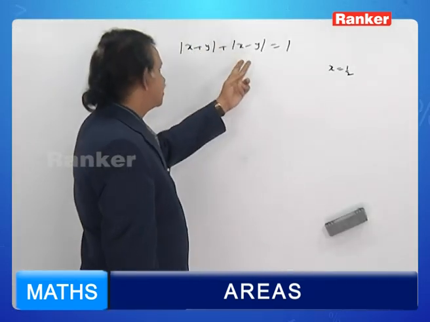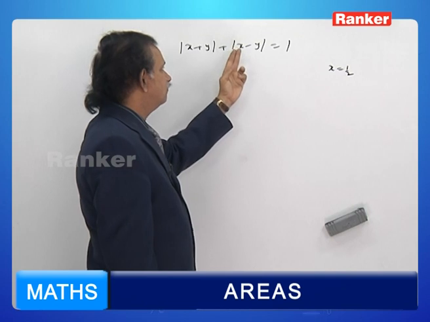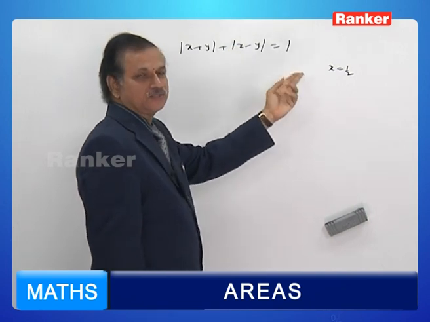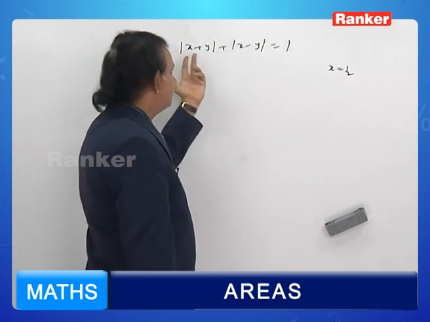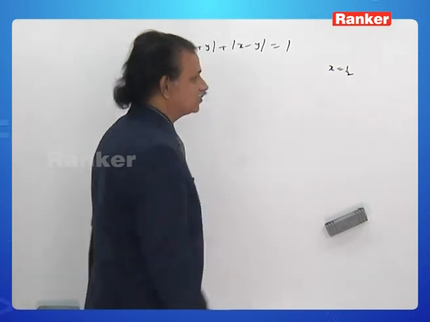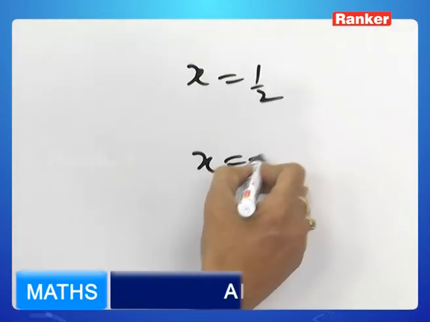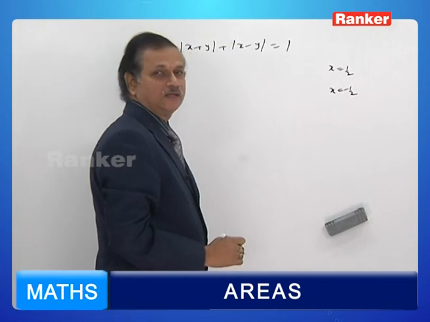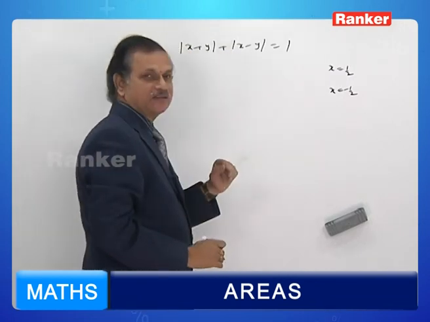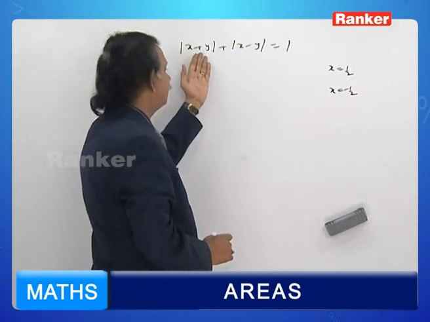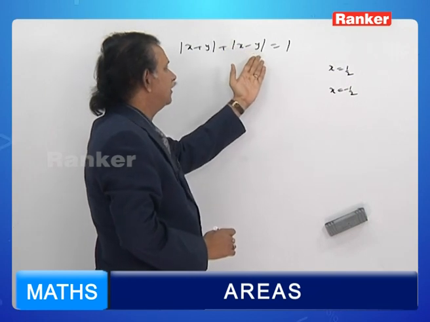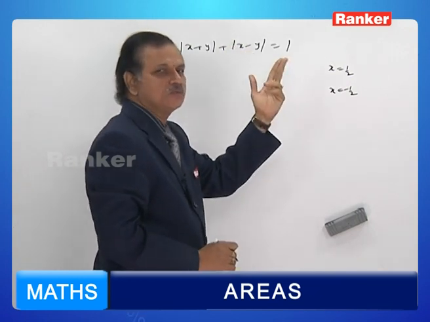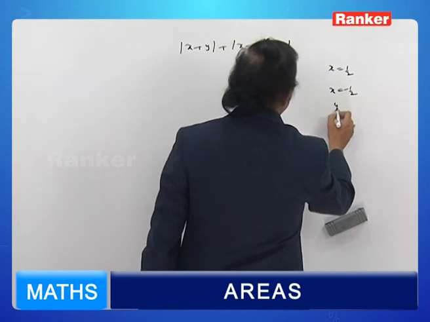Suppose both are negative. This is minus x minus y, minus x plus y is equal to 1. Y will be cancelled. Minus 2x is equal to 1. So x is equal to minus half. Another line. Suppose this is positive and that is negative. X plus y minus x plus y is equal to 1. So 2y is equal to 1. So y is equal to half is another line.